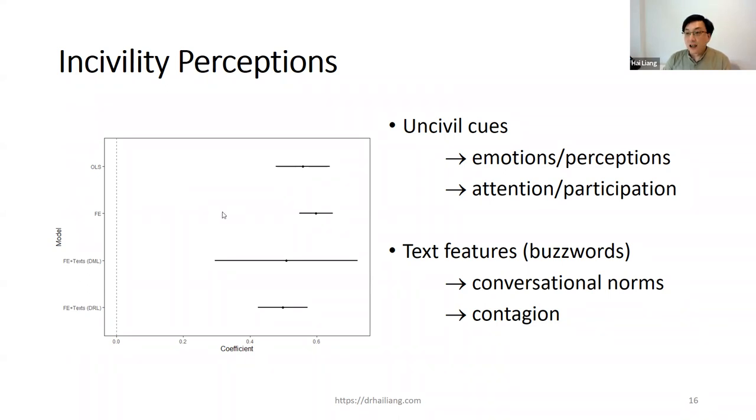The rating of incivility ranges from 1 to 7, but you will see that the difference estimate is quite small, okay? It's around 0.5, which is quite small, but it's positive, which means that indeed they will consider the comments including the uncivil words to be more uncivil, but not that uncivil. So again, this confirms what I mentioned at the very beginning, that the content is actually different from perceptions, and they also have different consequences.